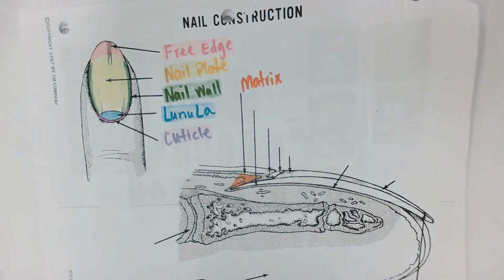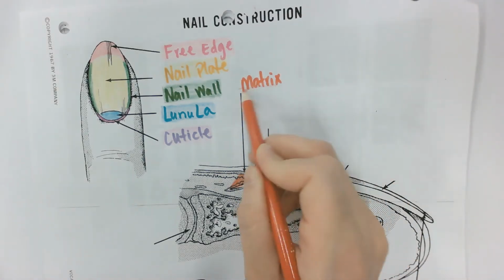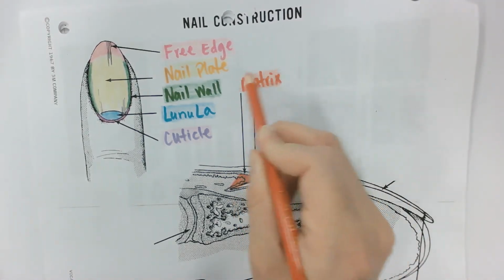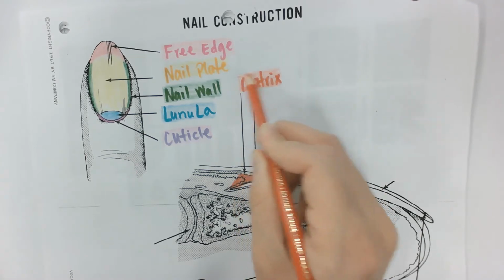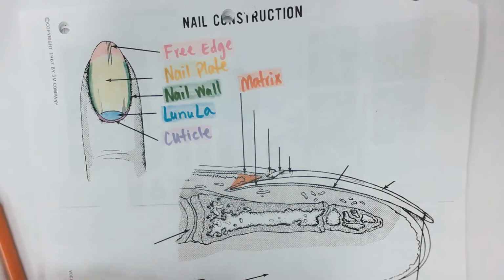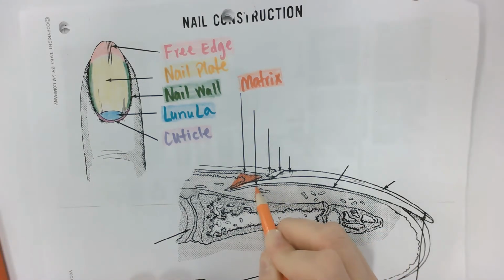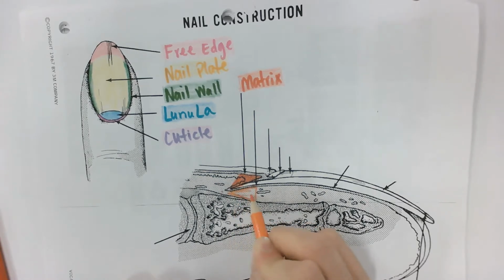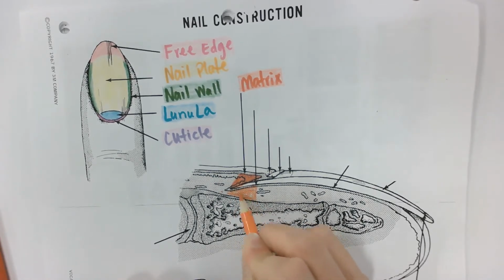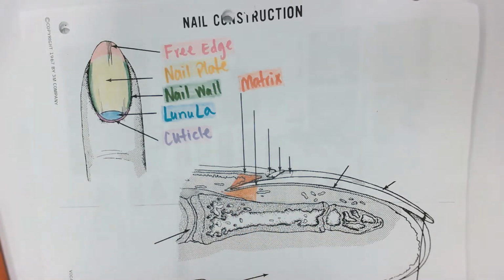The matrix serves as a protective barrier in the area where the nail grows. Okay? The next piece that you have, your next line here, is going to be your nail root. Your next arrow. We're just going to fill and color this bottom triangle in here. Your nail root, this area, is where the nail grows from.